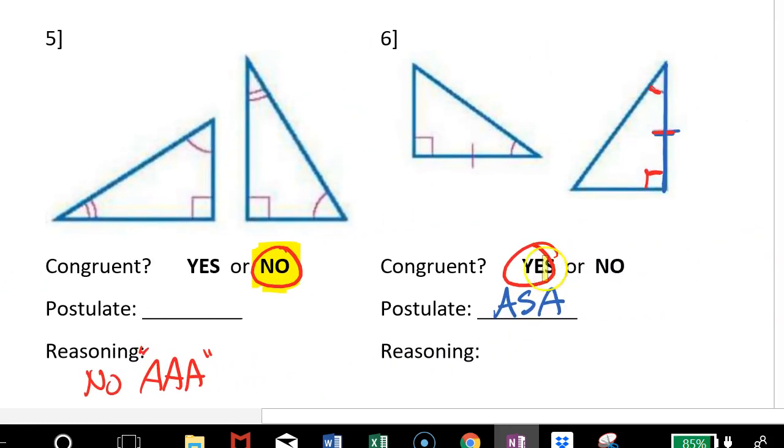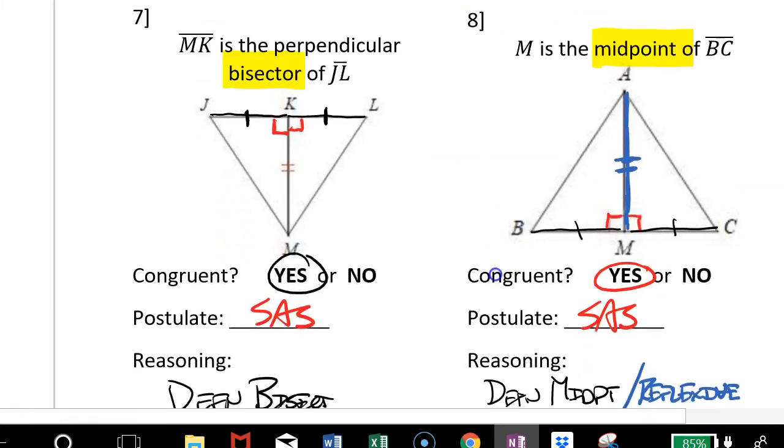Question number 6, we have a yes for triangle congruence theorem. You can see that we have 2 angles and a side between them. You may be thinking hypotenuse leg again, because we're given a right angle. However, note the other information. We are given 2 angles and a side that falls between them. Angle, side, angle, triangle congruence theorem.